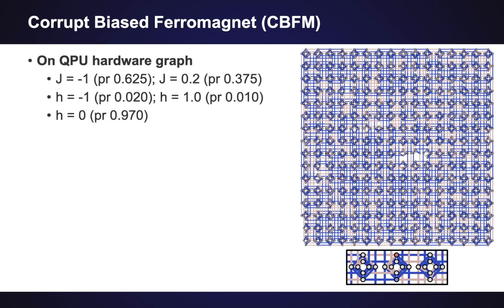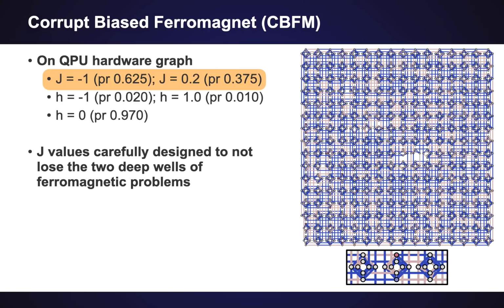So now I'll tell you a bit about this proposed corrupt biased ferromagnet instance, which we abbreviate CBFM. On the hardware graph, you can see it on the right, it looks something like this. The first thing to look at is the quadratic terms J. The J values are mostly -1, which is a ferromagnetic coupling in the D-Wave notation, and that encourages all the spins in the system to take the same value. So by and large, this is ferromagnetic, it's -1.